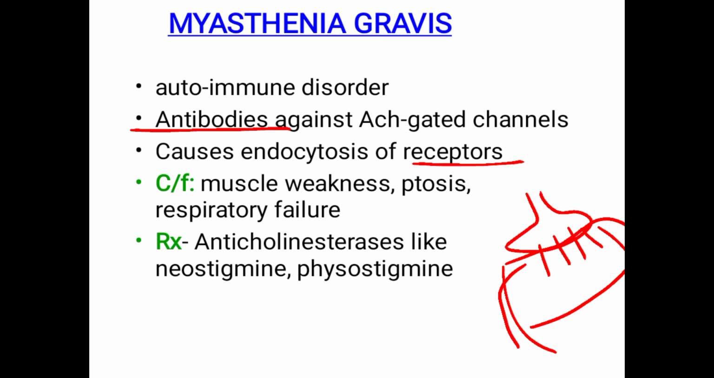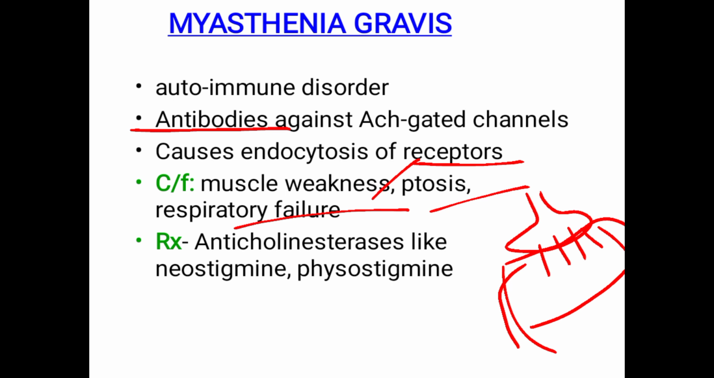So myasthenia gravis is a condition that causes weakness or fatigue. Very important features: muscle weakness, ptosis, respiratory failure, fatigue of the muscle, because it is the inability of the neuromuscular junction to transmit the impulse.